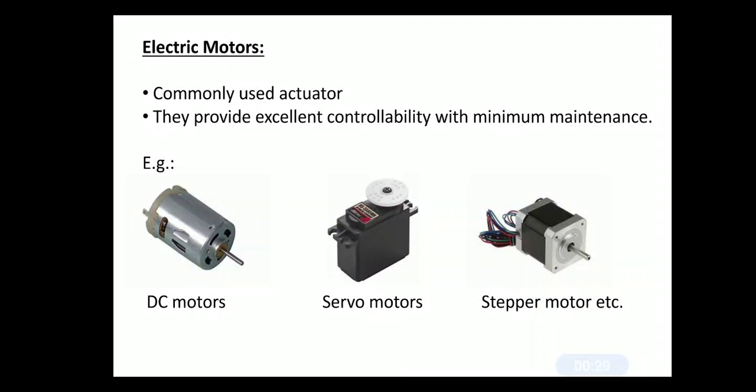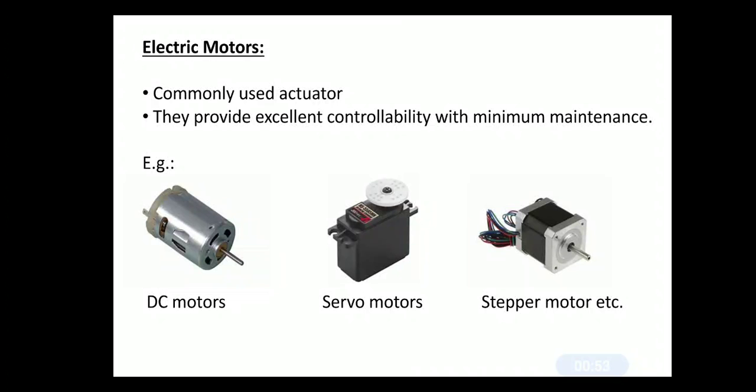Excellent controllability means we will be able to control the torque, the RPM, and even the angle of rotation of a DC motor much more easily. And the maintenance required for a motor will be much less than that of a pneumatic or hydraulic actuator.